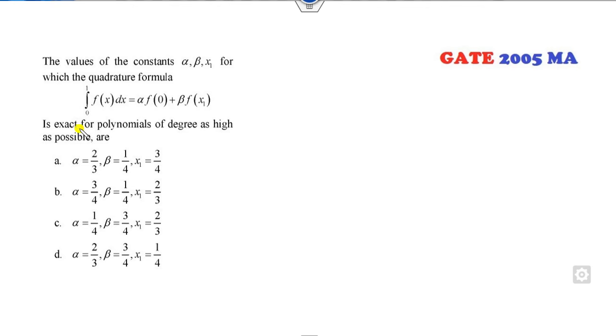Look at this one again. The value of the constant alpha, beta and x1 for which the quadrature formula is exact for the polynomial of highest degree as much. You can see in this case the degree is not given to you. So it means it is an infinite one. Fine. So we can start with the 1 by 1. If I take f of x as my 1, the left hand side is my 1. Right hand side is alpha plus beta.